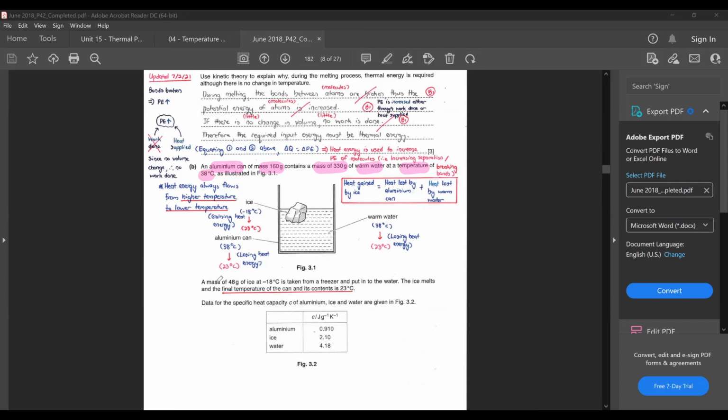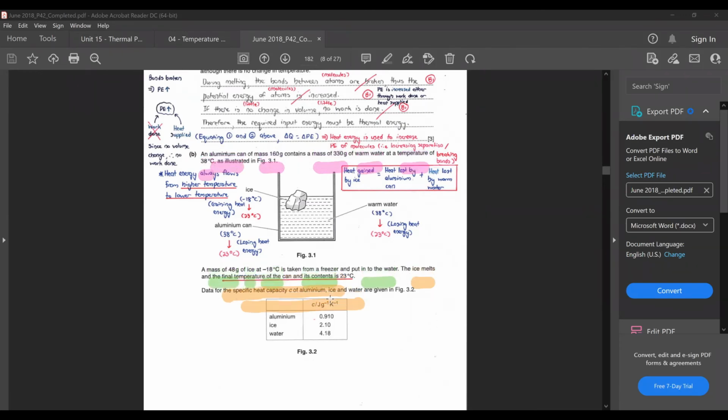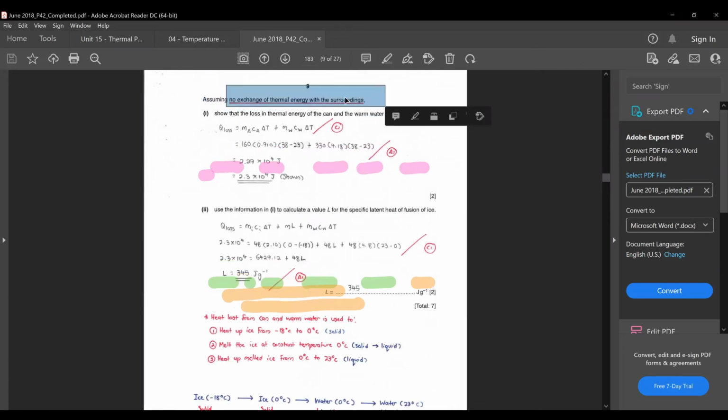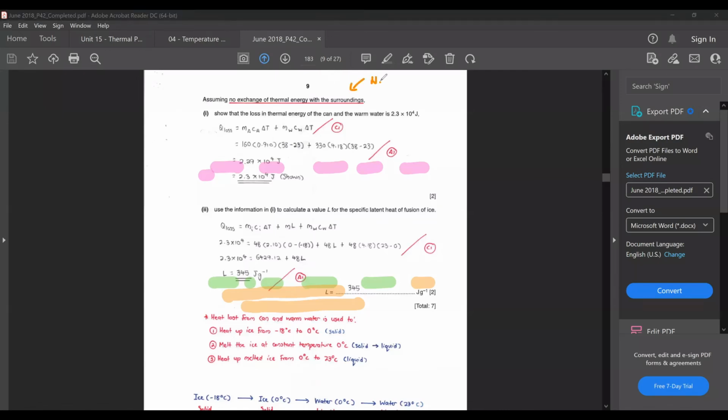You have a mass of 48 grams of ice at negative 18 degrees centigrade that's taken from a freezer and put inside the water. So the ice melts and the final temperature of the can and its contents is 23 degrees centigrade. So data for the specific heat capacity C of aluminium, ice, and water are given in the table below. All right. Then they ask you, assuming that there's no exchange of thermal energy with the surroundings. This one is actually telling you there is no heat loss. Okay, assume no heat loss to surroundings.